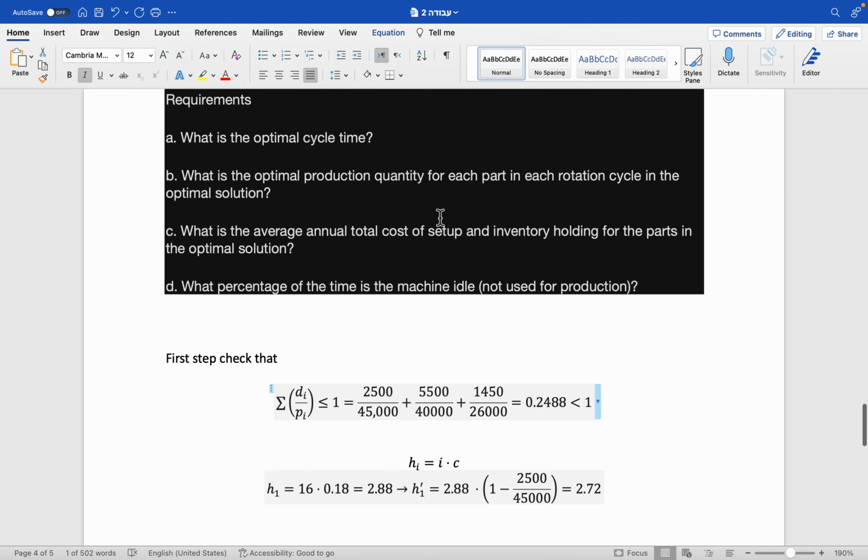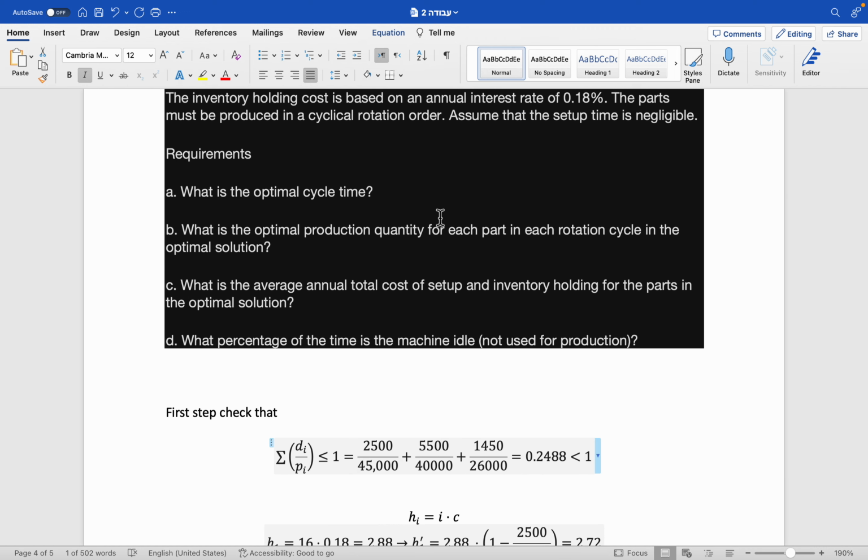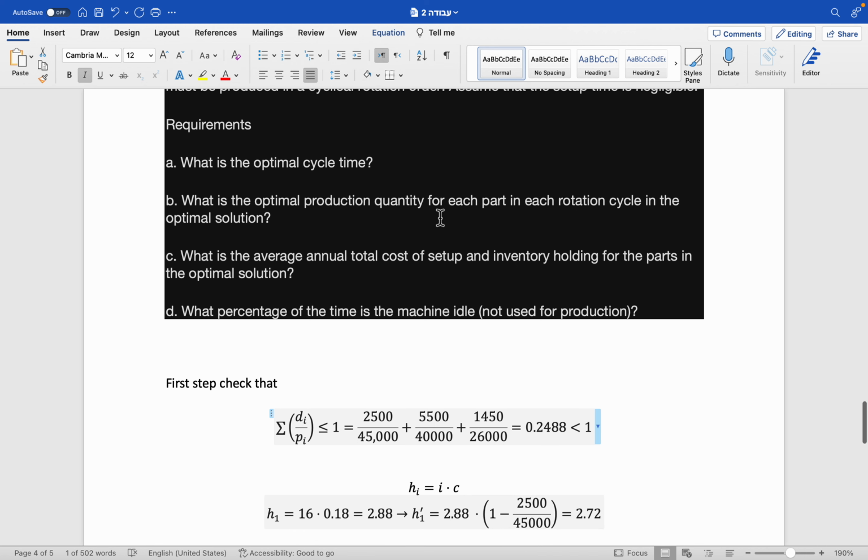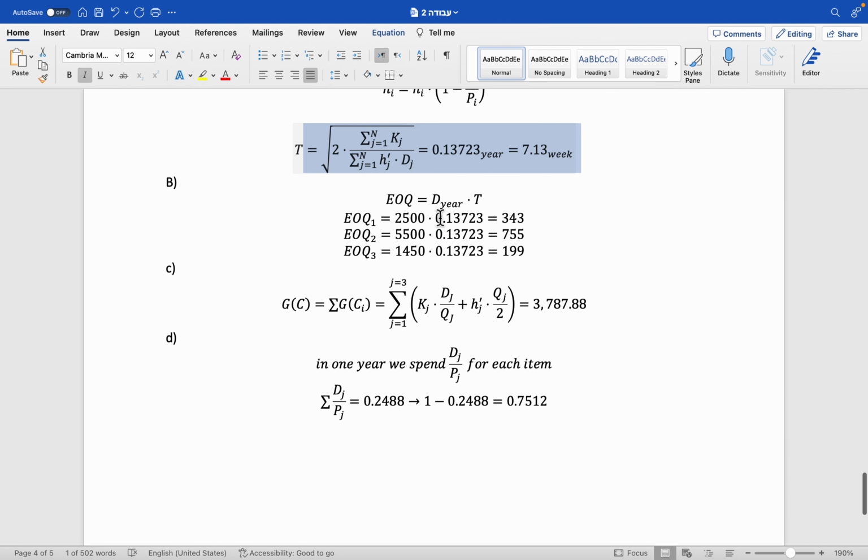And now for the second question: what is the optimal production quantity for each part in each rotation cycle in the optimal solution? So we ask about the production quantity for each part in each production rotation. So it's really easy. You look at the demand for a year, multiply by the cycle time, so by 0.1373, and then you just get the numbers.